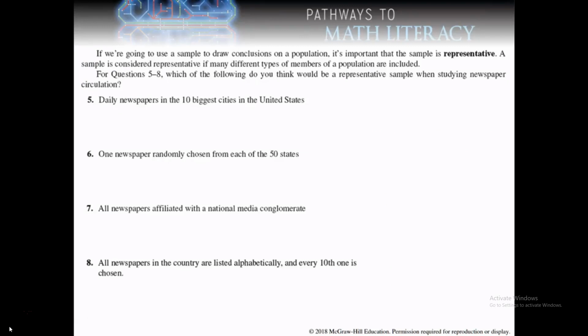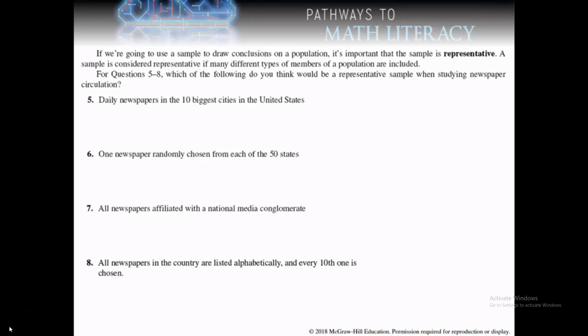Here we're looking at the idea of a representative sample. You want your sample to be a nice random group that represents lots of different types of members of the population. So thinking about the newspaper circulation study, which of these do you think would be representative samples?